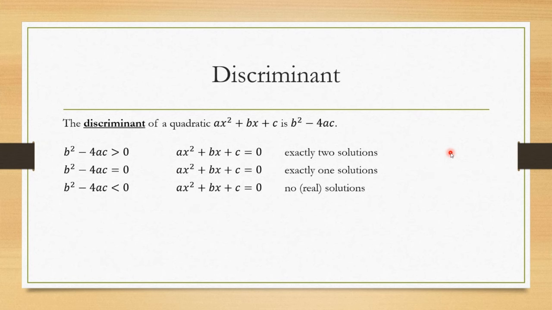I mean, complex numbers come about because you allow the square root of a negative, but we're not doing that. Okay. So that's a discriminant. Again, it does have graphical implications, which we'll get to later on in the course.